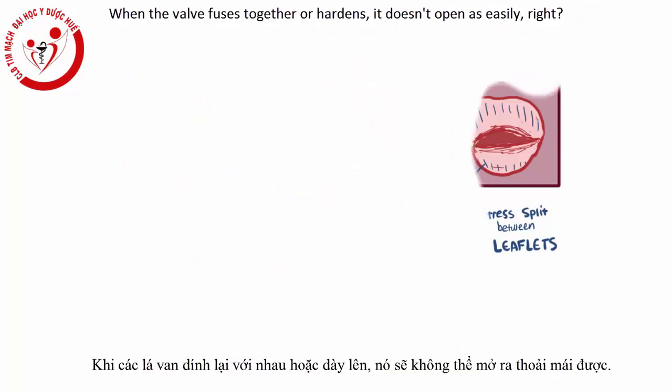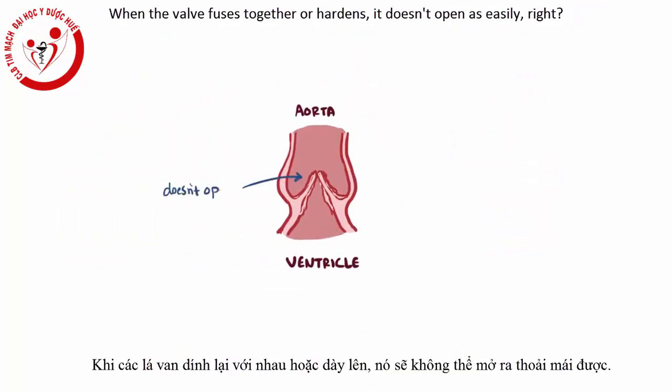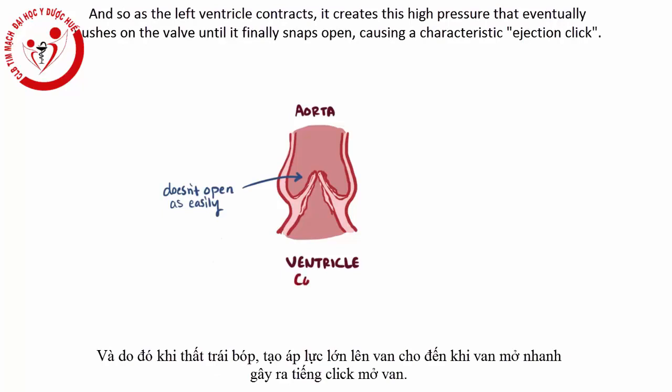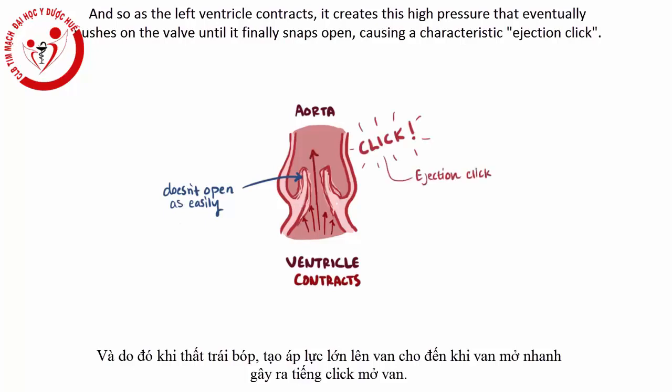When the valve fuses together, or hardens, it doesn't open as easily, right? And so as the left ventricle contracts, it creates this high pressure that eventually pushes on the valve until it finally snaps open, causing a characteristic ejection click.